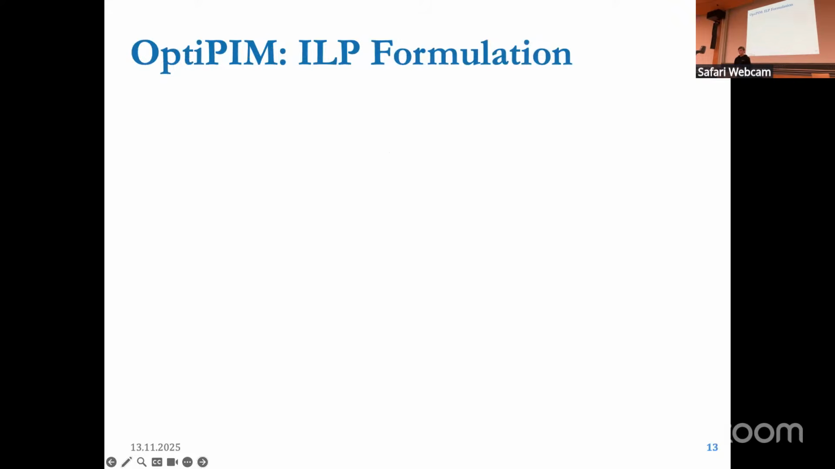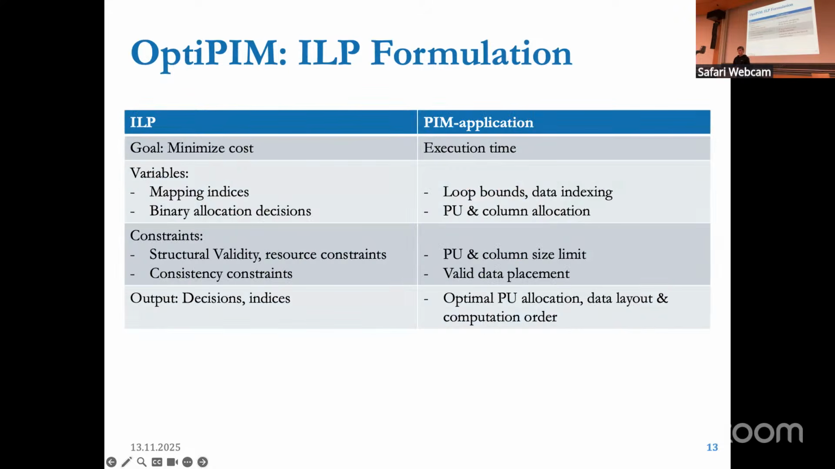So for the ILP formulation, this slide may be a lot, but I'll explain some examples later. What we're trying to do in ILP is just minimizing the cost, which in our case is just the execution time it takes, so the number of cycles that it takes for it to be executed. The variables are mapping indices and binary decisions. So for example, do we map some computation to processing unit A or B or C? And you can just represent this as a binary decision. And as integer variables, we have, for example, loop bounds or our data indexing.